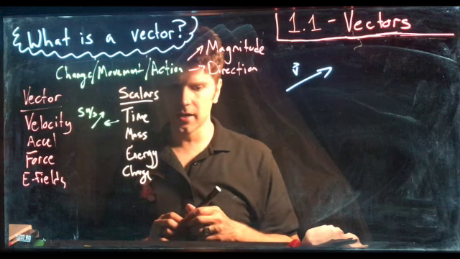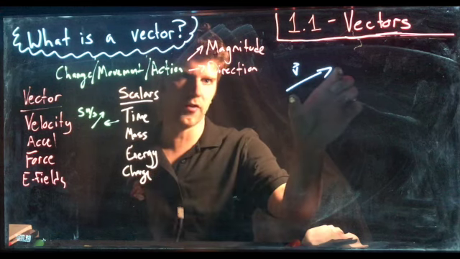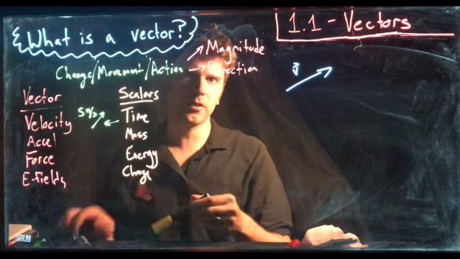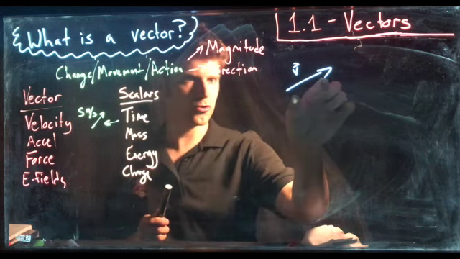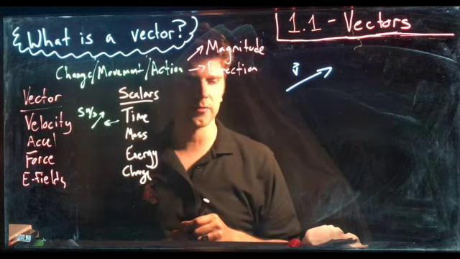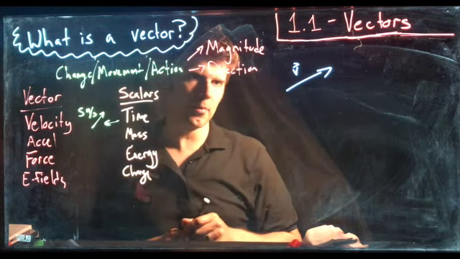Now, it so happens that this vector goes about this far. It's got a magnitude. There's its magnitude. Its magnitude is its length. If I drew the vector longer, it would have a bigger magnitude. If it was shorter, it would have a different, smaller magnitude. It also points up and to the right.